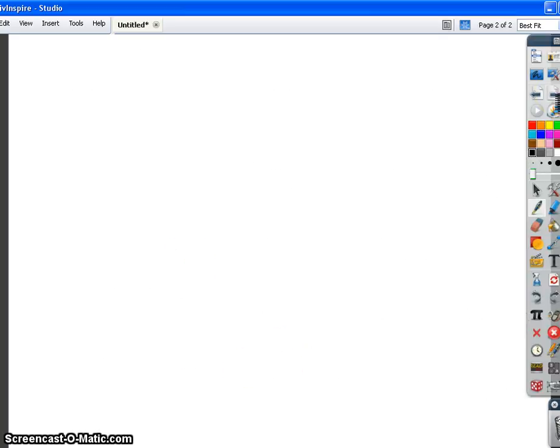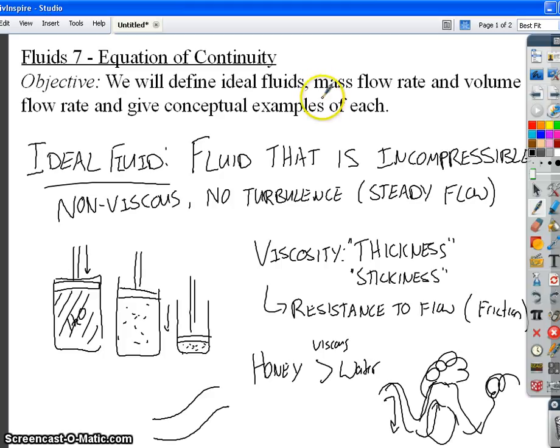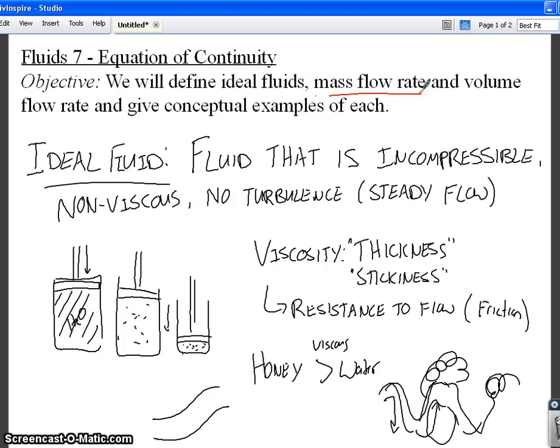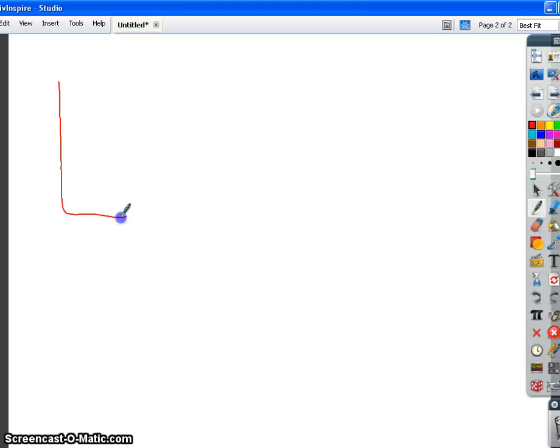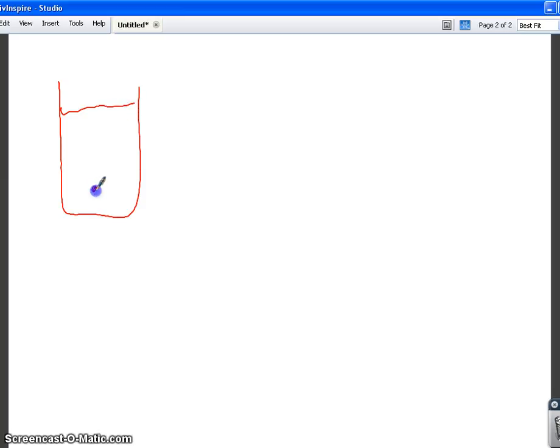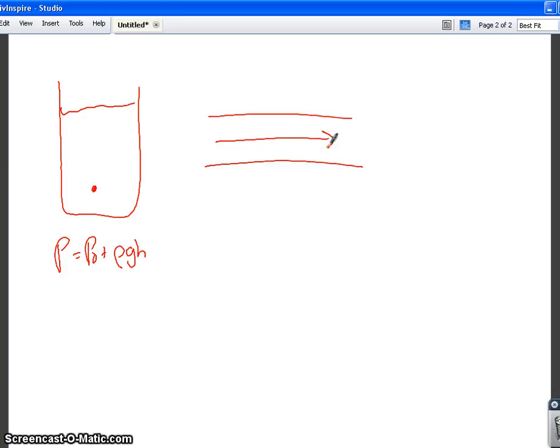So what does that mean? What are we talking about here? So we have ideal fluids. Well, really we're trying to figure out, what is this mass flow rate? Before, we were talking about fluids that were steady state, so fluids that were just sitting there. So we looked at what would be the pressure down here on a fluid, and we found the pressure to be the atmospheric pressure plus rho g h. But now we're going to be looking at fluids that are going through some sort of channel or canal or pipe, and now they're moving. So because they're moving now, we're not going to have the same sort of equations.